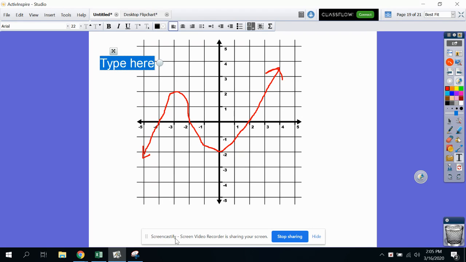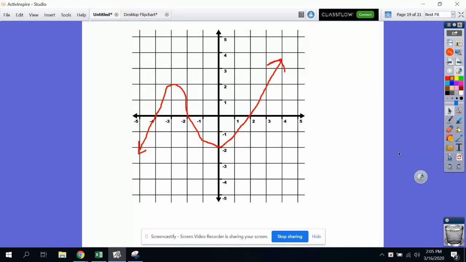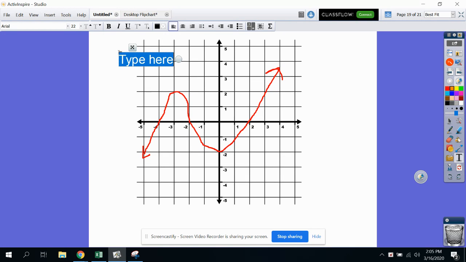Okay, well, let's go over that. X-intercepts, what's going on? There it is. All right, so the x-intercepts are at -4, -2, and 2. Boom, boom, boom. Y-intercept is at -2 here. By the way, the y-intercept's not always at -2. That's just been a coincidence with me making these graphs.